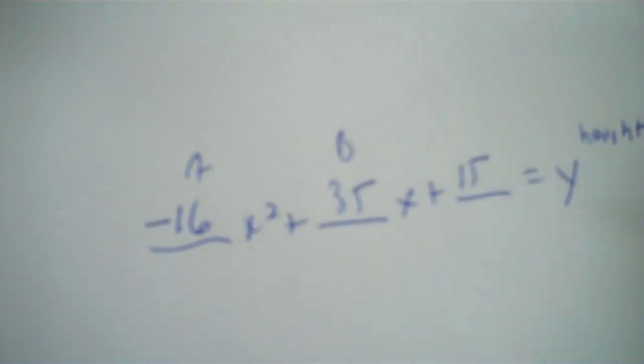So opposite of b divided by 2 times a. Okay, so opposite of b, negative 35. 2 times negative 16 is negative 32. Then I divide negative 35 by negative 32. 1.09. 1.09 seconds, and then we will be putting 1.09 into the equation for x.